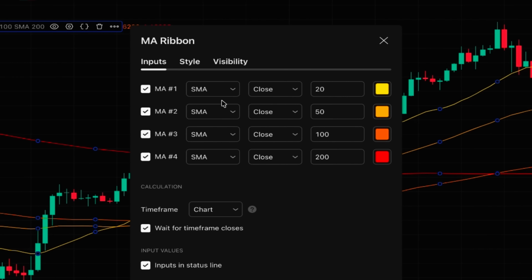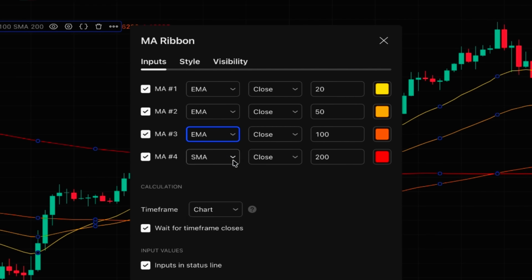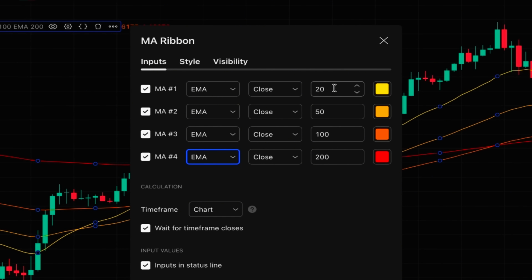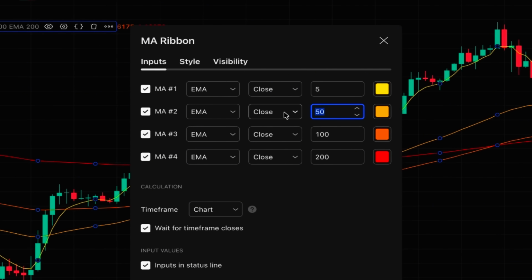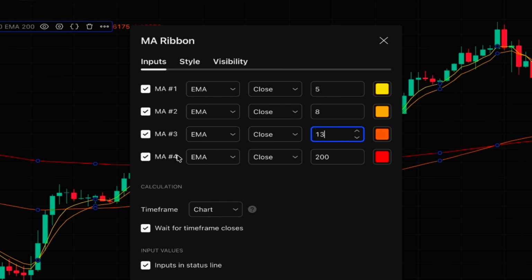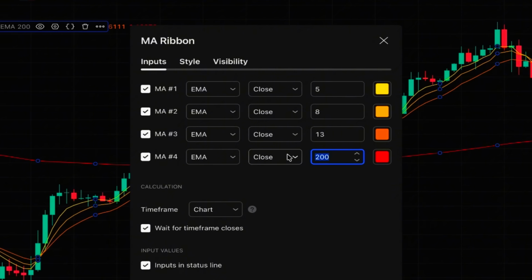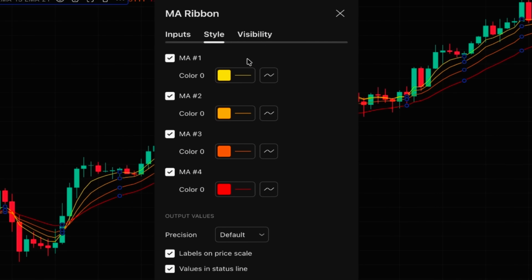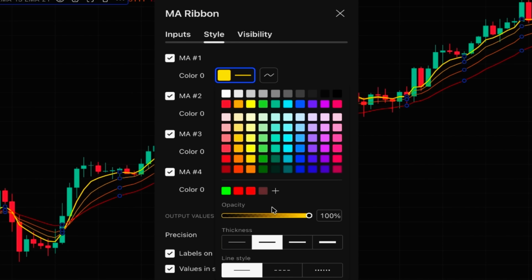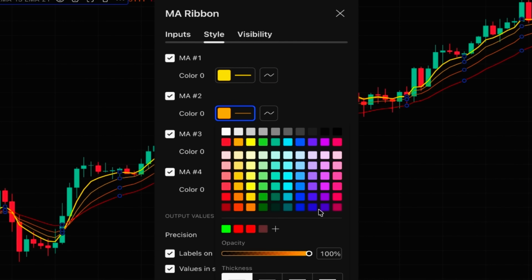But before that, we need to change the type of our moving averages. As I said, we need exponential moving averages. So here we set EMA for them. Then here for the first EMA we set the length at 5. For the second EMA we set the length at 8. For the third EMA we set the length at 13. And for the last EMA we set the length at 21. The colors are okay and we just go to the style tab and we increase the thickness of the lines so they will be better visible on our price chart.